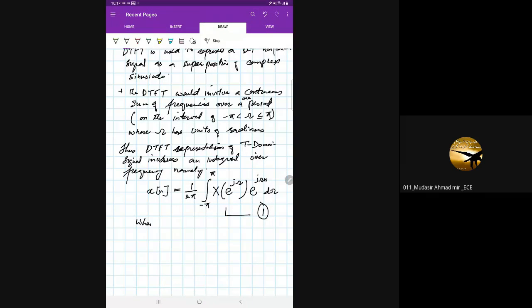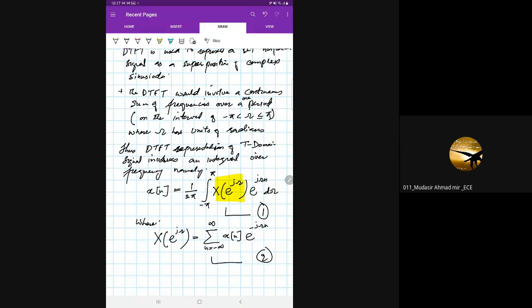where in this equation, what is X of e raised power j omega equal to? X of e raised power j omega is equal to summation of n equal to minus infinity to plus infinity, x of n e raised power minus j omega n. These two equations are very important. First equation is the Fourier transform equation. The second equation is known as inverse Fourier transform equation.